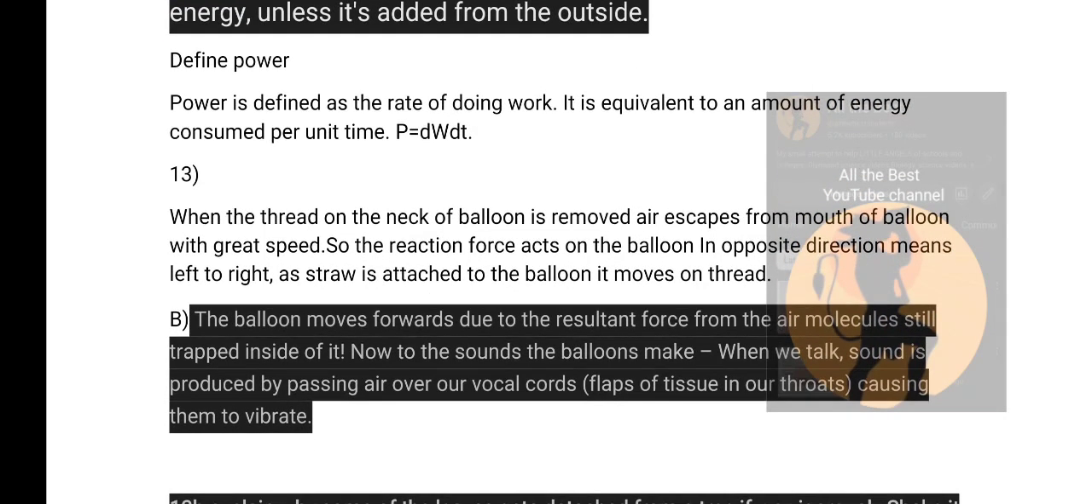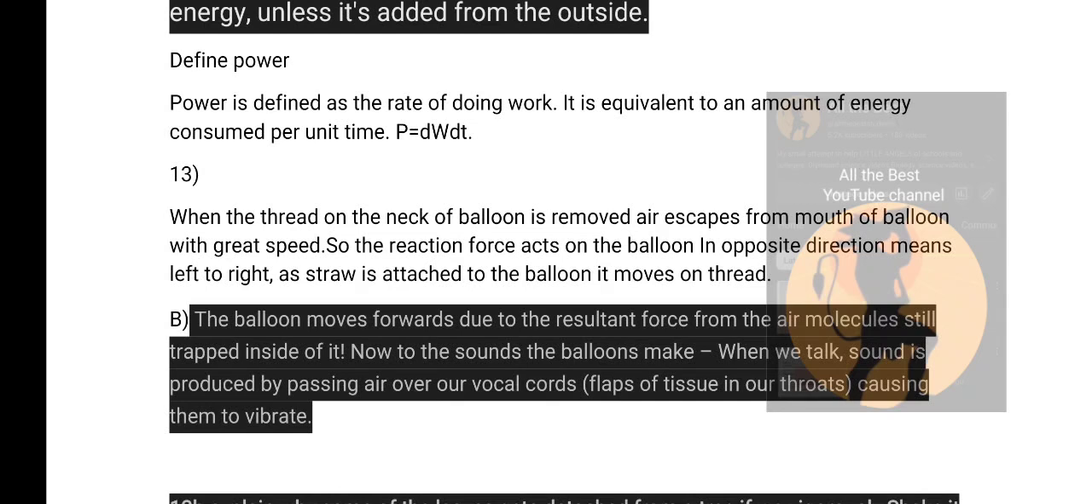So when the thread on the neck of the balloon is removed, air escapes from the mouth of the balloon with great speed. So the reaction force acts on the balloon in the opposite direction, meaning left to right. As the straw is attached to the balloon, it moves along the thread. So we have a diagram for this. I'll show you this. The balloon moves forward due to the resultant force from the air molecules still trapped inside of it.